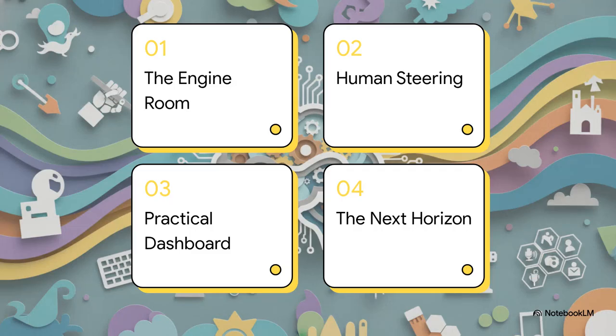So here's our quick roadmap for this explainer. First, we'll hit the engine room. Second, human steering. Third, the practical dashboard. And finally, number 4, the next horizon. Let's just dive right in.